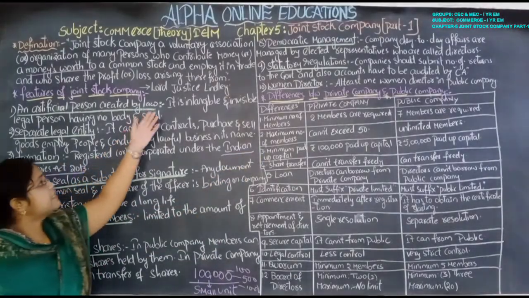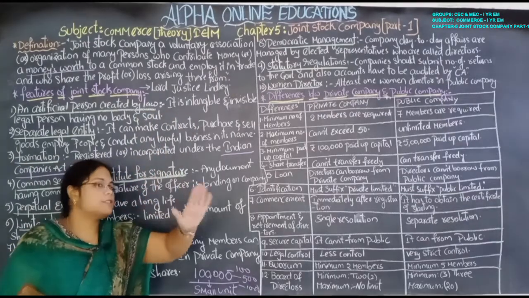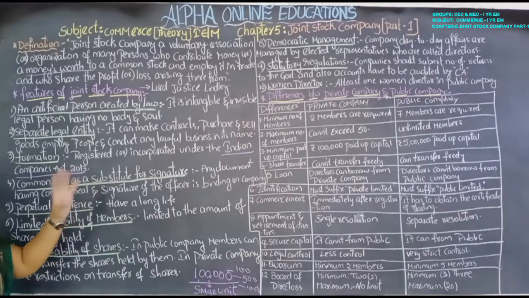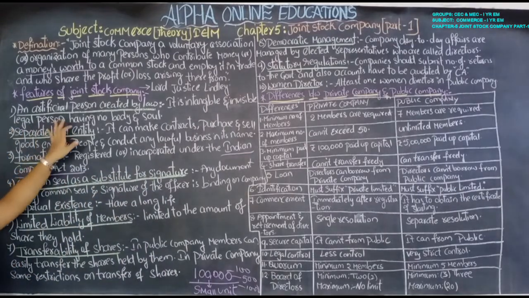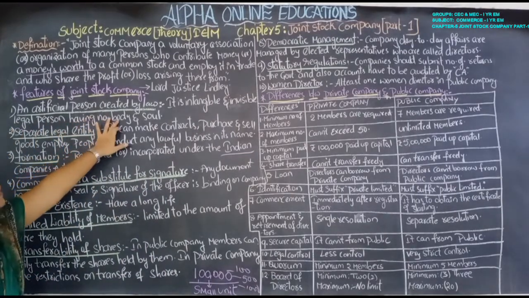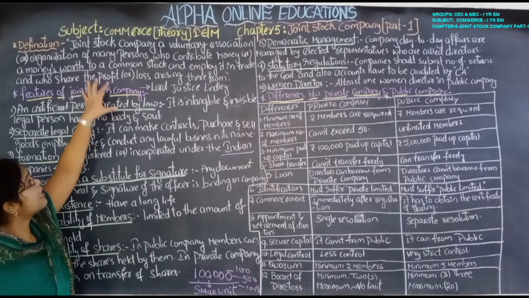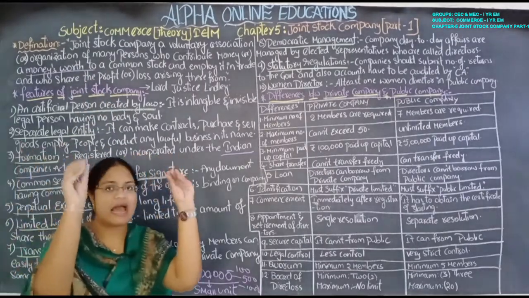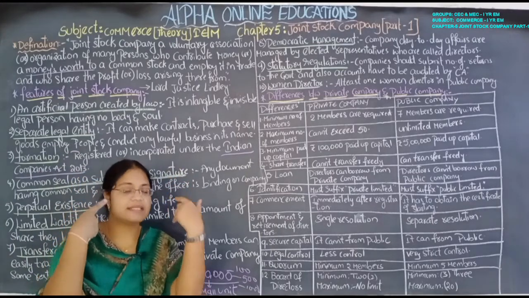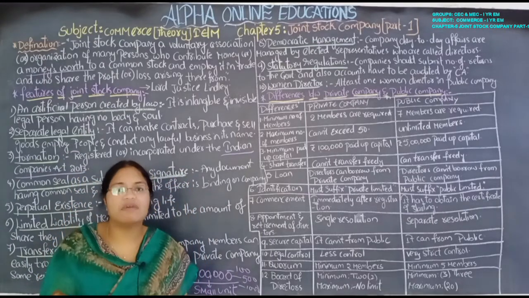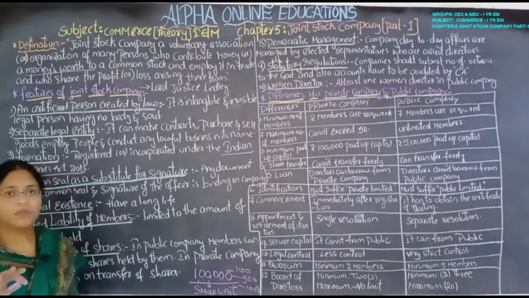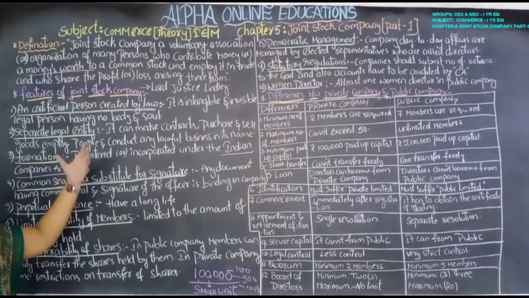It is intangible, we can't see it. Invisible, we can't see it, we can't touch it. It is a legal person having no body or soul. This company has no body. It does not have hands, eyes, or a nose, it does not have anything, and it does not have a soul. Soul means atma. It does not have even a soul.